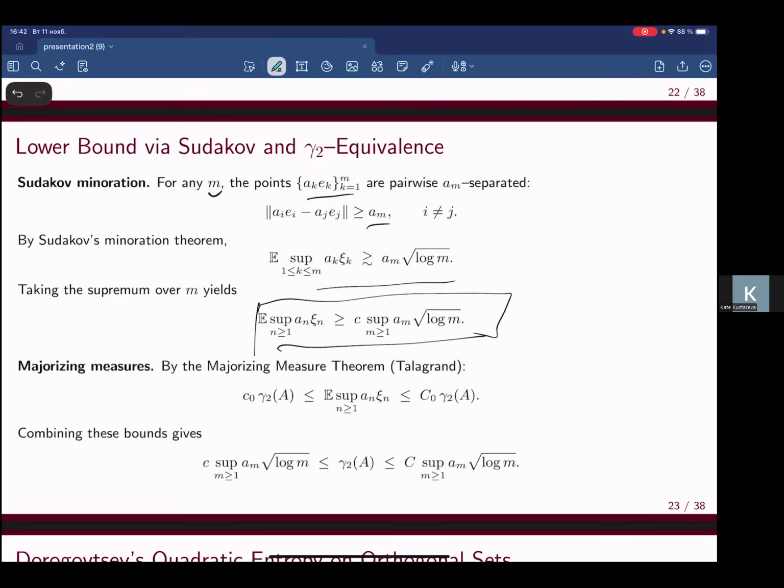this gives us the matching lower bound to the one we derived from the Dudley integral earlier. So we can link this with the gamma 2 functional. We use the majorizing measure theorem by Talagrand, which we have already seen. And combining this inequality, we get the final equivalence. So it closes the chain of arguments and shows that for an orthogonal system, all three approaches lead to equivalent estimates.